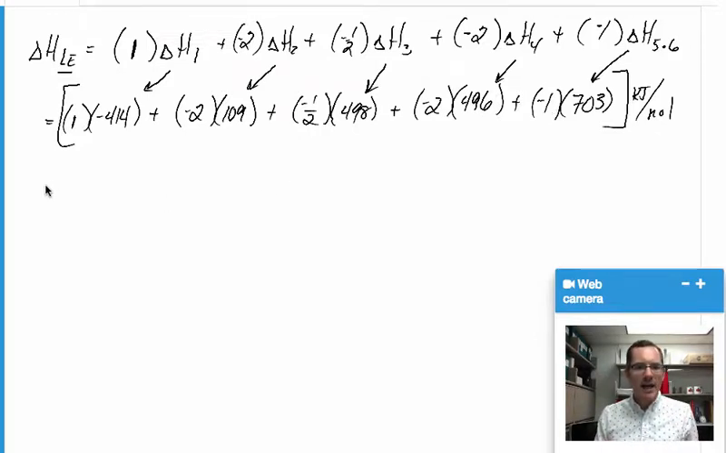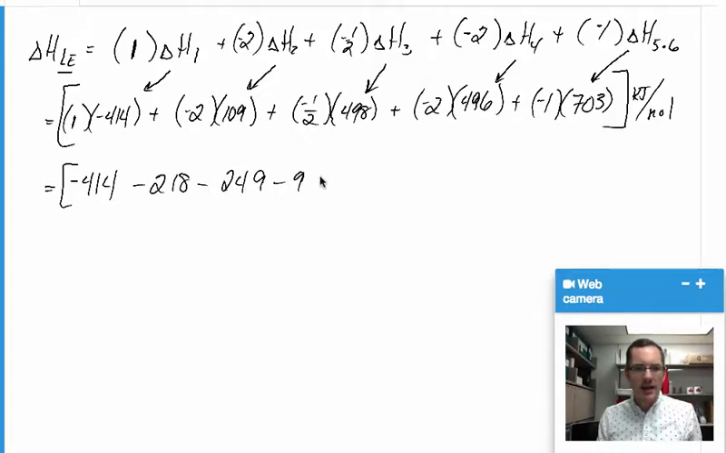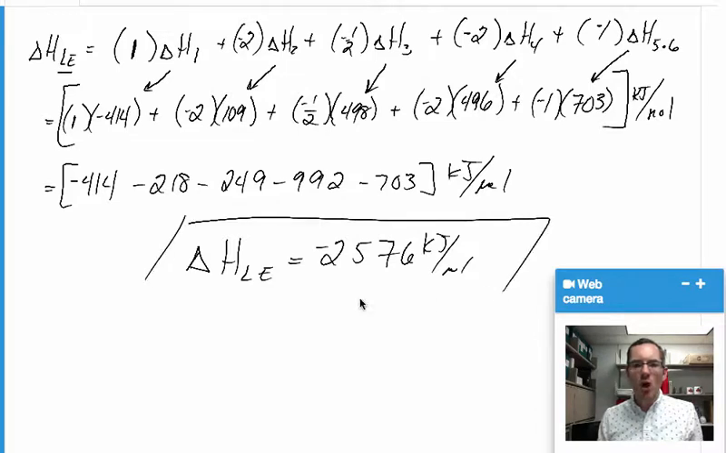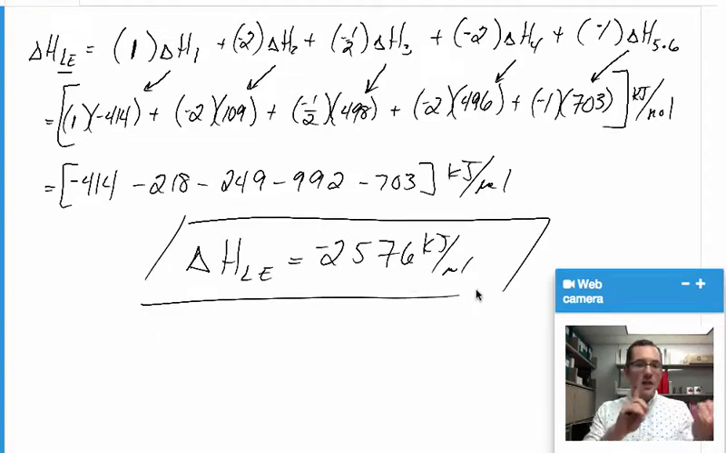And here I went ahead and did an extra step where I found every single value separate. So negative 414 minus 218 minus 249 minus 992. And then I have the minus 703, and these are all in kilojoules per mole. And I get a value here for the enthalpy of my lattice energy equaling negative 2,576 kilojoules per mole. And if we recall back to what we know about lattice energies, they should be large values and they should be negative values.